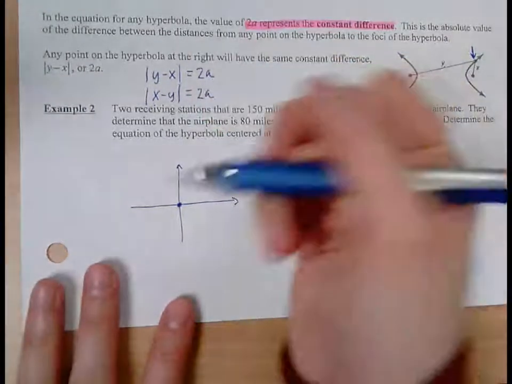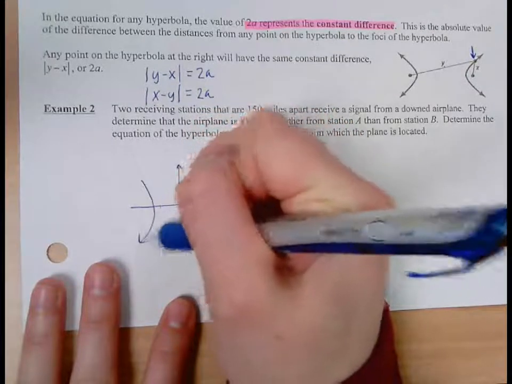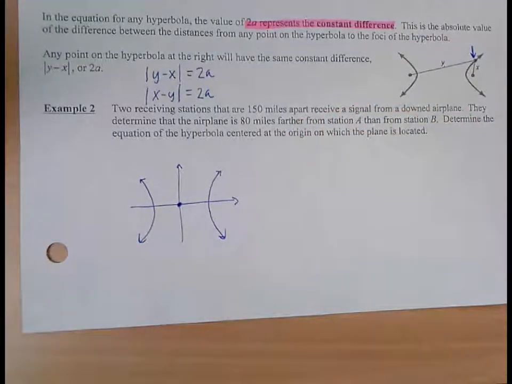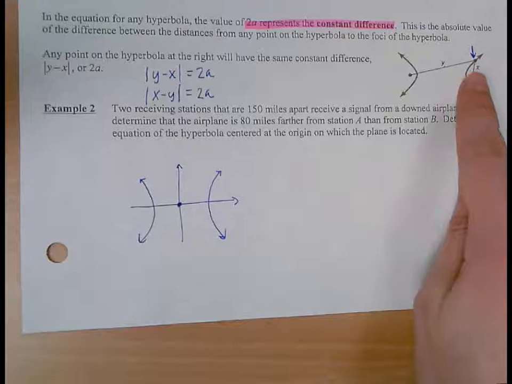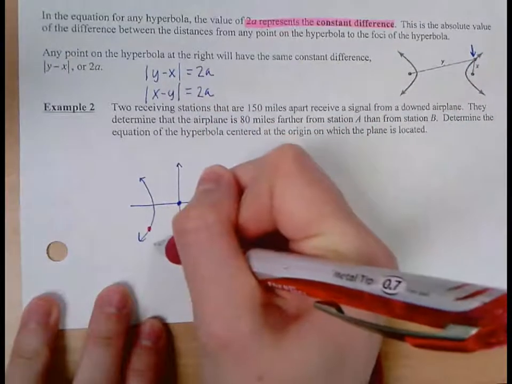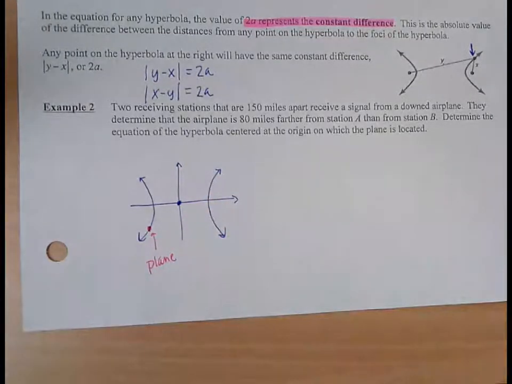So I'm going to use a horizontal hyperbola. But like I said, you could use a vertical. All that's going to be different is your terms would be switched around, but that equation would also work. Your a squared and your b squared are still going to be the same values. So the plane is somewhere on here. I'm going to purposely draw it in a different spot so the diagram doesn't look exactly like this. So let's say the plane is here, somewhere on the hyperbola.